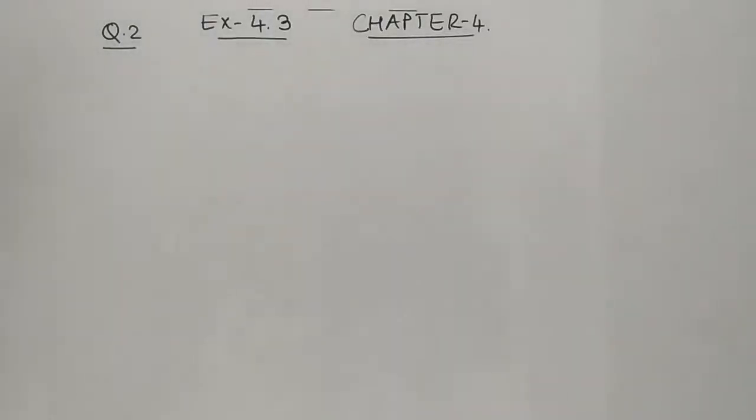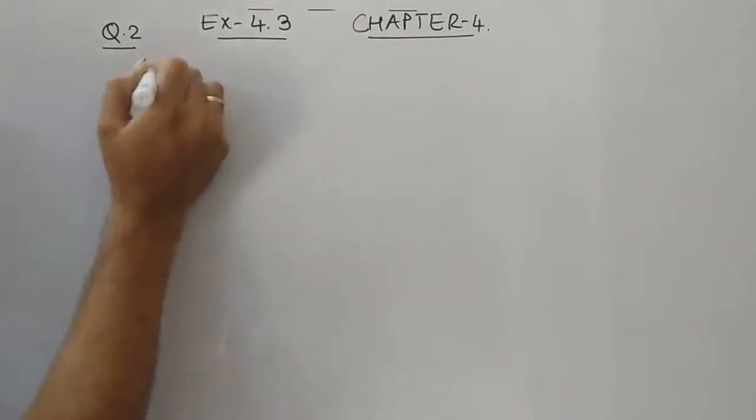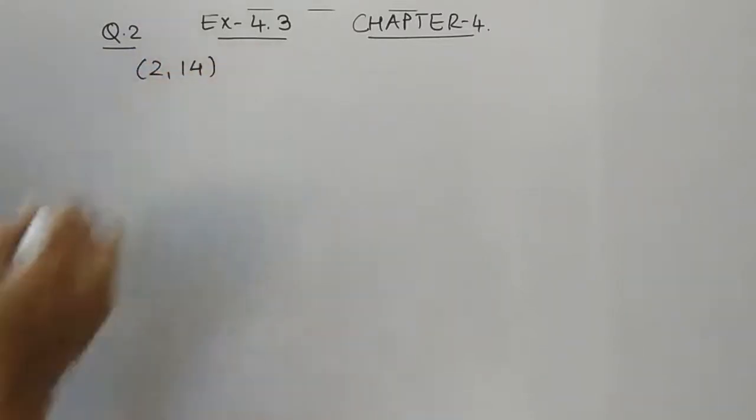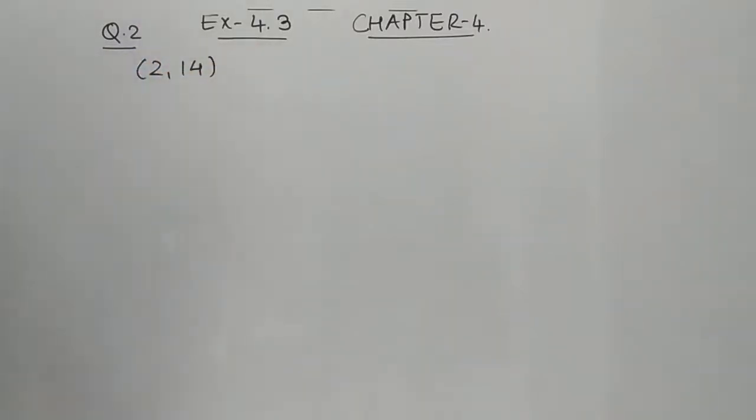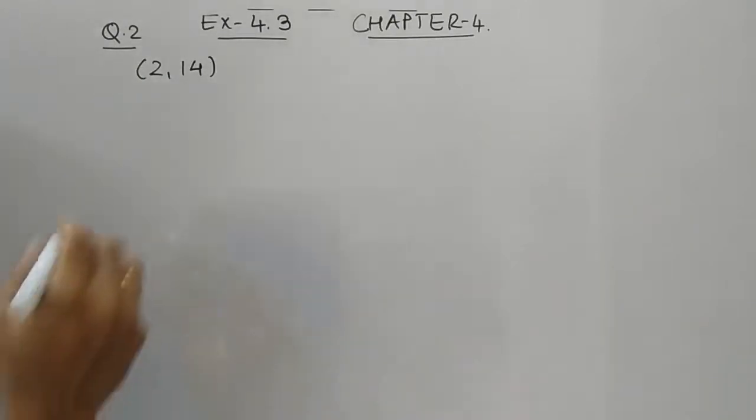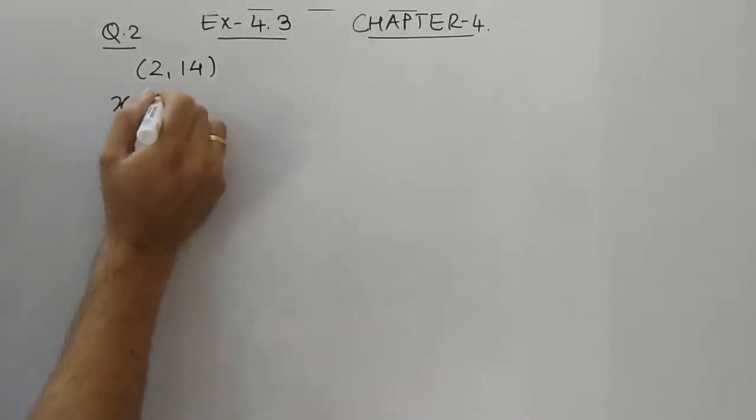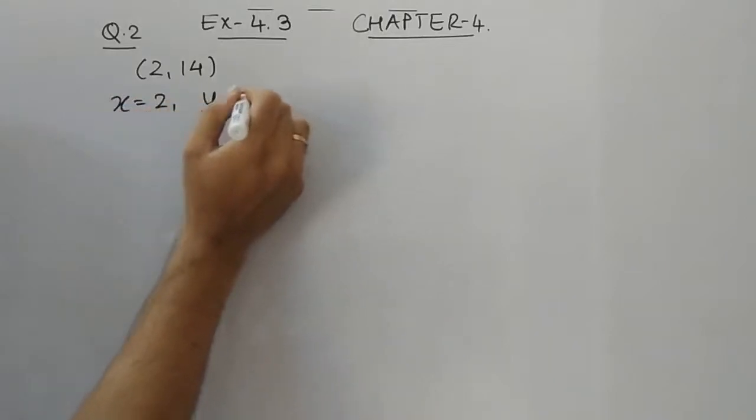Start with question number 2. It is said: give the equation of two lines which pass through the point (2, 14), and how many such lines are there and why. So let us first understand what the meaning of this question is.